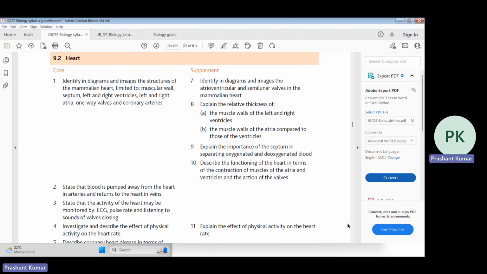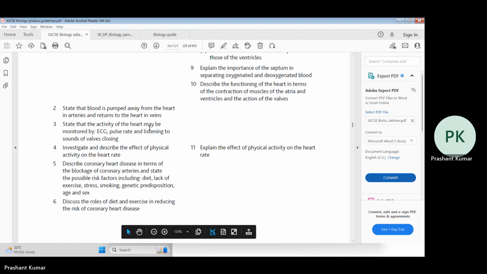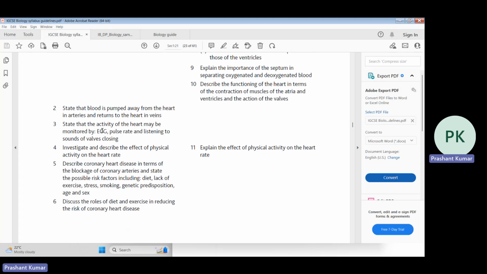Then we will talk about how blood is pumped away from the heart in arteries and returned to the heart in veins. So there are two different types of blood vessels involved in this process. State that the activity of the heart may be monitored and checked by ECG, pulse rate, or by listening to the closing and opening sound of the valves.